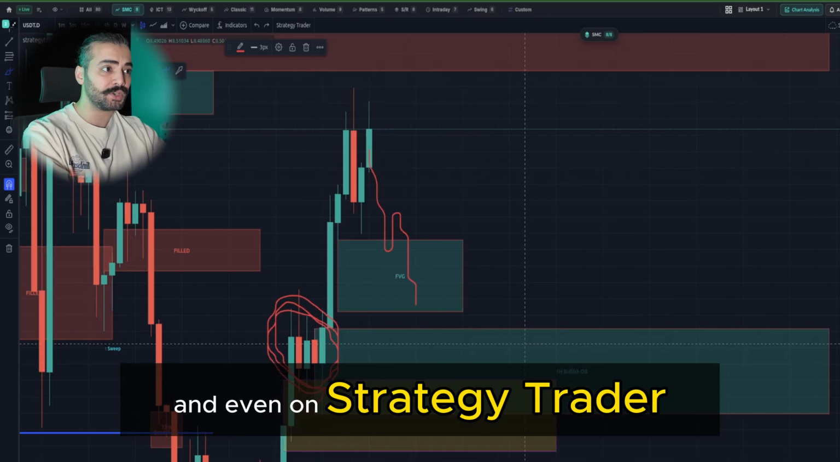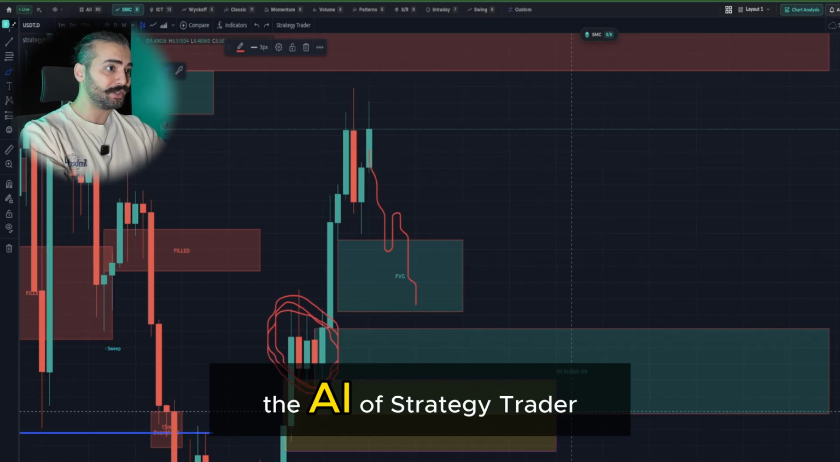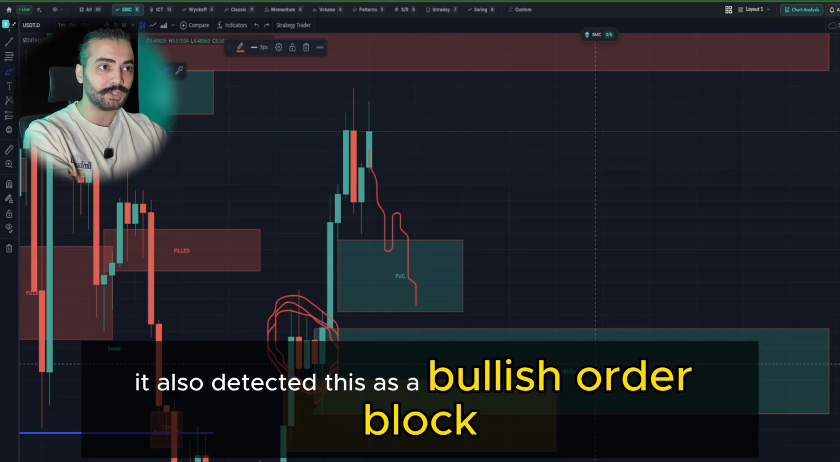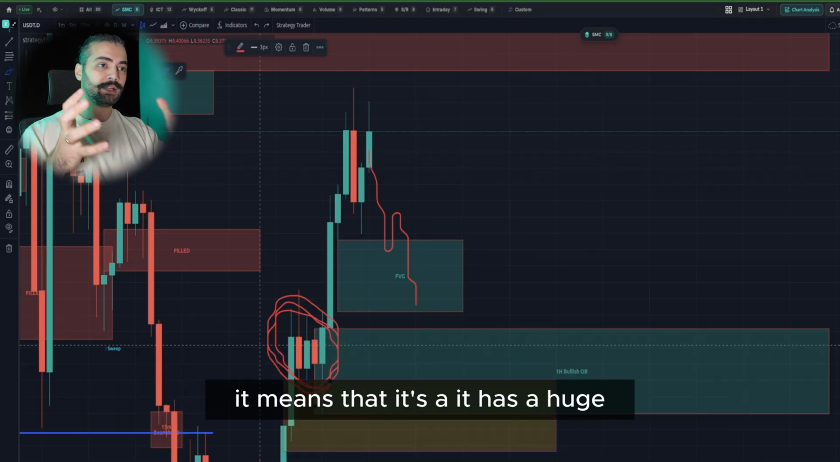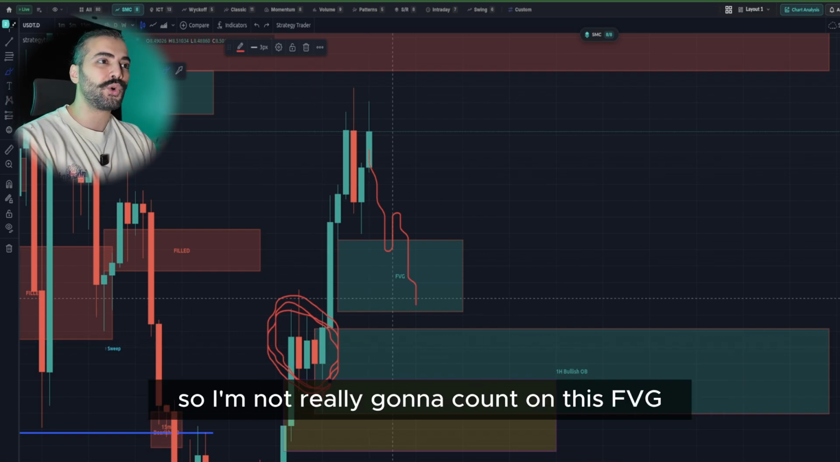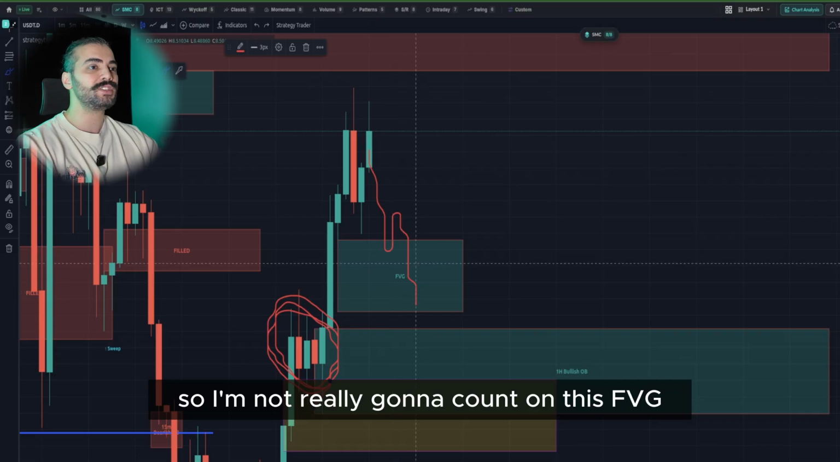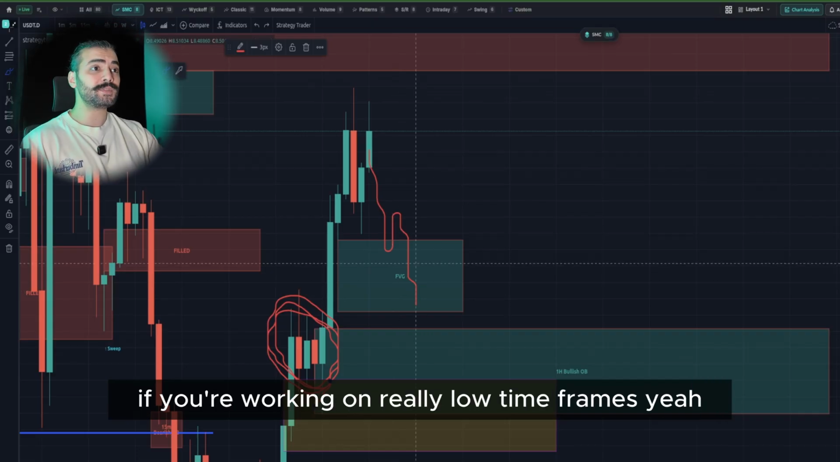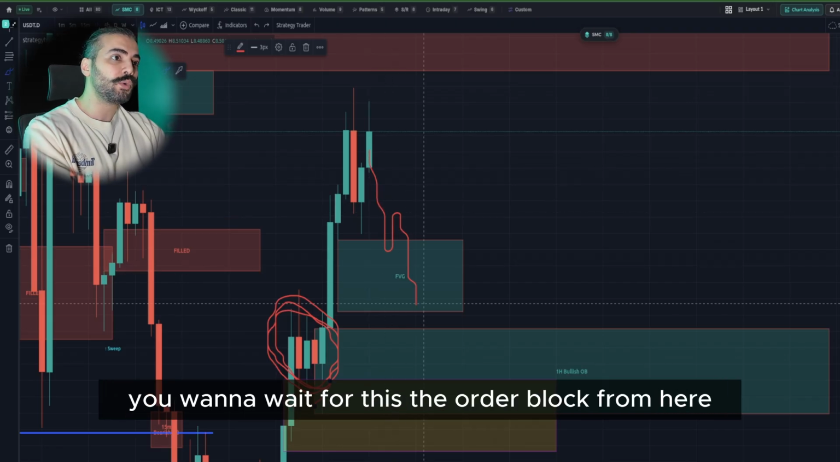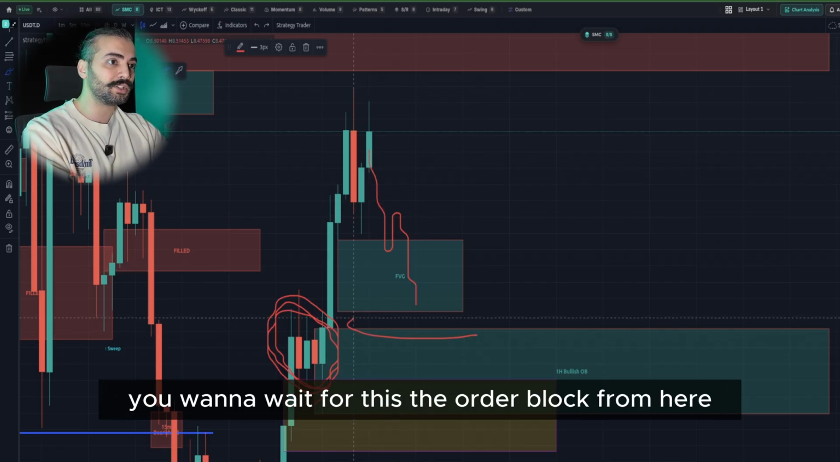And even Strategy Trader, the AI of Strategy Trader, also detected this as a bullish order block. It means there are huge orders here that we can rely on. So I'm not really going to count on this FVG if you're working on really low time frames. Yeah, we may see some bounces, but this is not something you want to trade, okay? You want to wait for the order block.